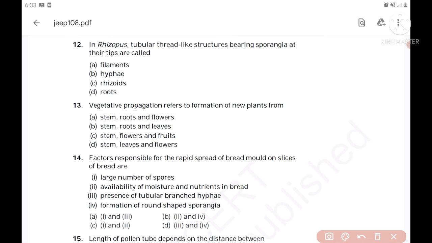We'll come back to artificial vegetative propagation. In artificial vegetative propagation, we have four types. We'll discuss them one by one. First one is cutting. In this, a part of a stem is used. An example is sugar cane. Let's take a sugar cane.